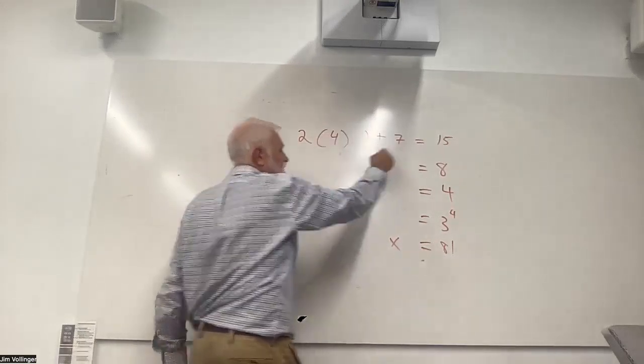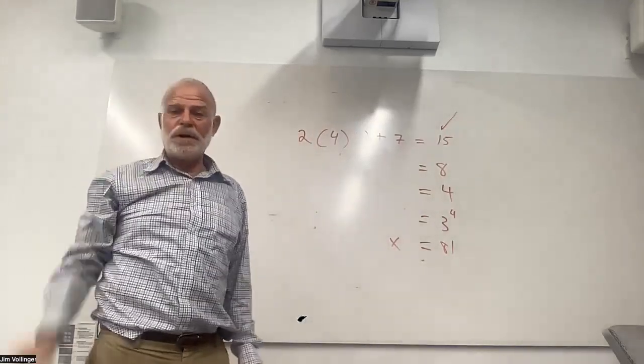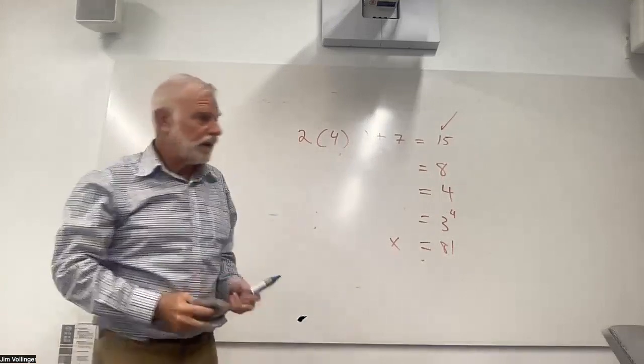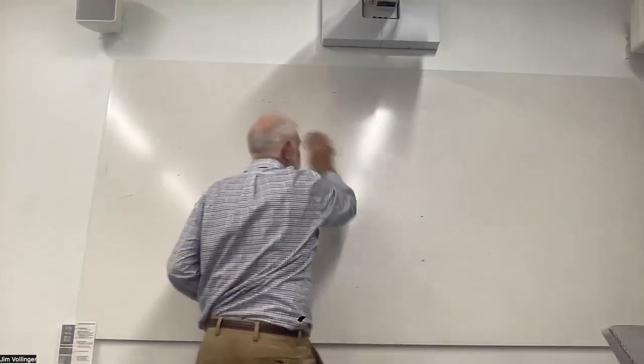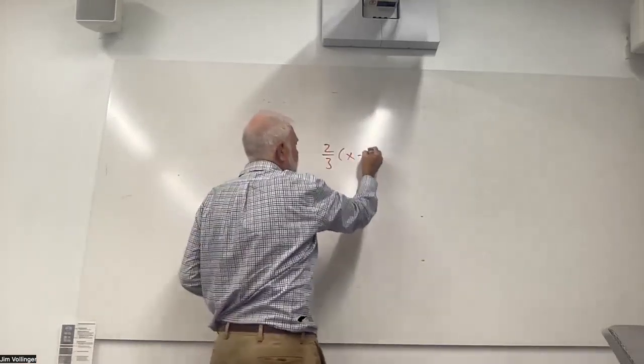2 times 4 is 8, plus 7 is 15. And with practice, I'm hoping you can do that quickly and easily, and that you understand what you did and why. Now, it can get slightly more complicated, but certainly problems like 2/3 x minus 5 plus 7.